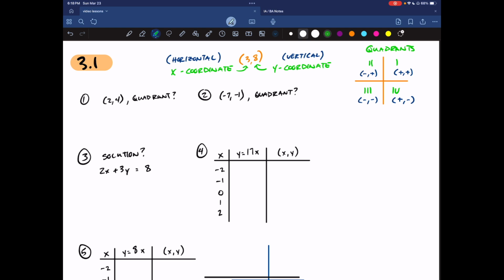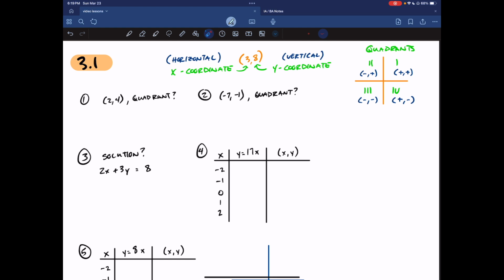So when it comes to graphing, you need to know several things. First of all, every point on the graph is represented with an ordered pair, which is written x comma y. Your x coordinate is on the left, your y coordinate is on the right, and your x coordinate is your horizontal coordinate, y is your vertical coordinate.